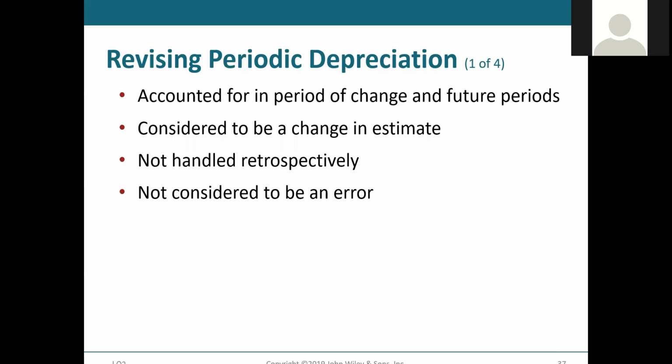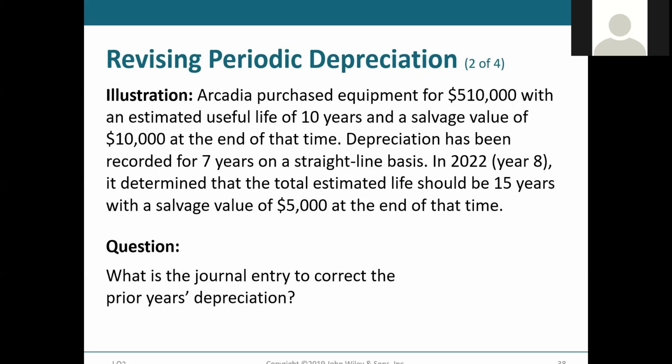This is not an error. It's a change in our estimate of the machine. The machine might be doing a lot better than we thought. Engineers are looking at it, and the engineer says, you know something? This machine's not going to last 10 years. It's going to last 15 years. Well, we want to reflect that in our depreciation calculation.